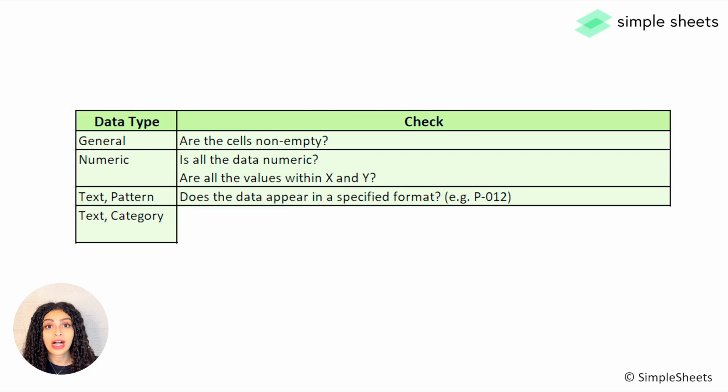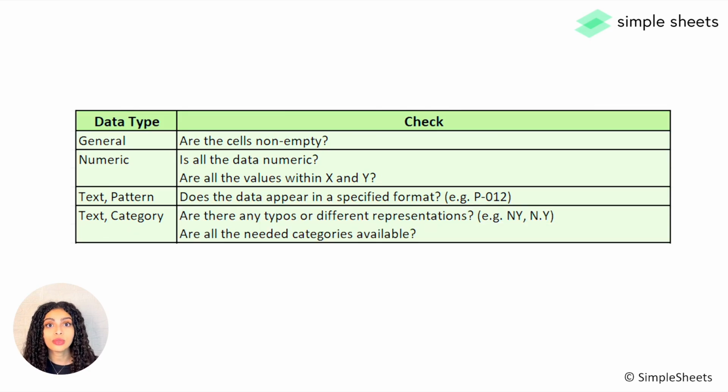Next, we have categorical text. This means that the values come from a predefined selection of values. For example, continents, countries, or states. We need to make sure there are no typos or different representations of the same entity. Take, for example, New York. If the data has New York spelled out and N.Y and N.Y., then we have three different values for New York. Excel does not understand that these three all correspond to the same entity, New York.